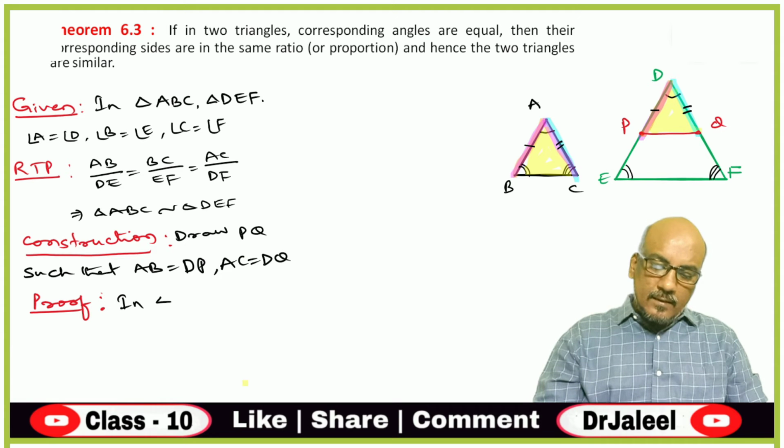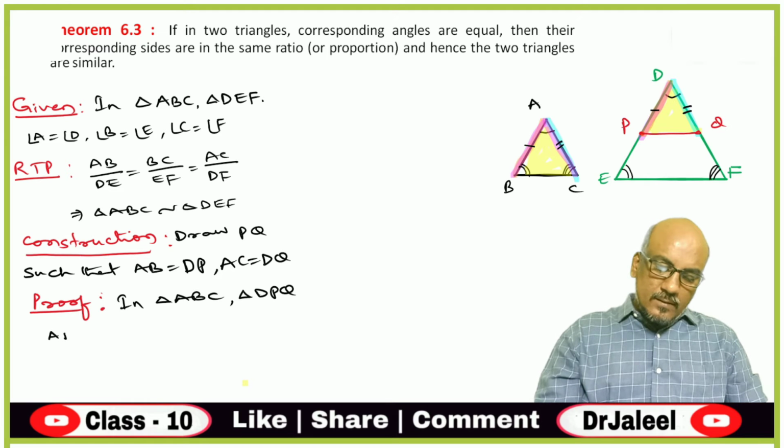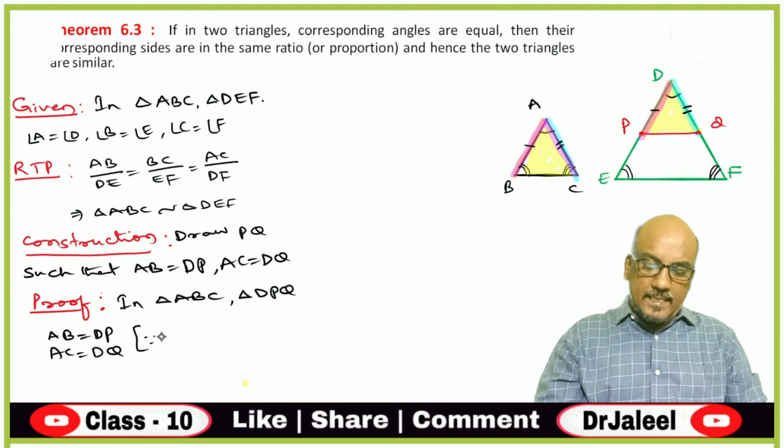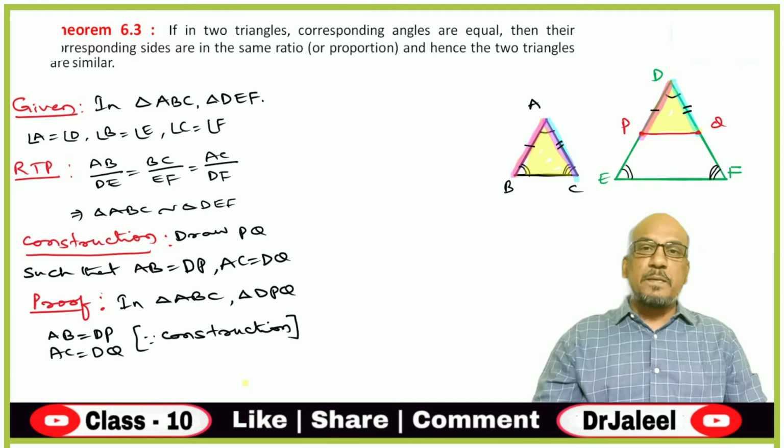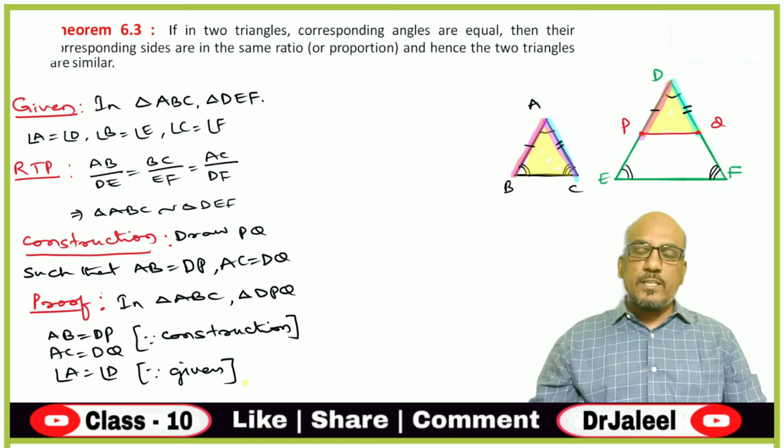In triangle ABC and triangle DPQ, in both these triangles, what is the first result? AB is equal to DP, and then second one, AC is equal to DQ. How do you know this? This is from construction. Let us mention here, it is because of construction. Let us be clear in presentation. And angle A is equal to angle D. From where did you get this? This is given. We have mentioned the particulars.